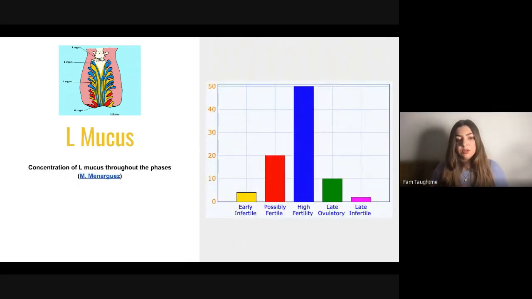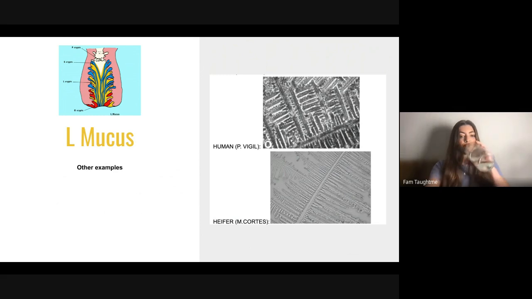So here's the L mucus. Based on the study, what they found was that it's all across the cycle, but mainly during the middle of the cycle, during the fertile periods, where you're going to see the L mucus. And here's just other examples from both human and heifer of the L mucus.